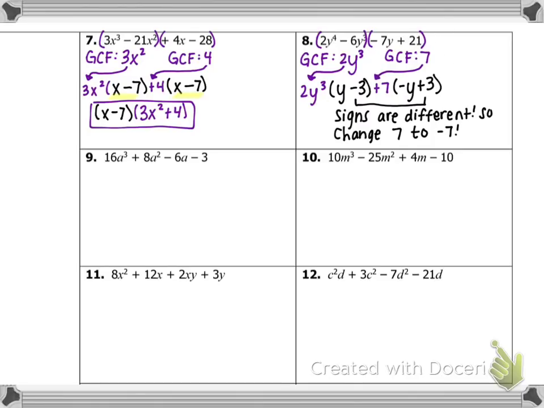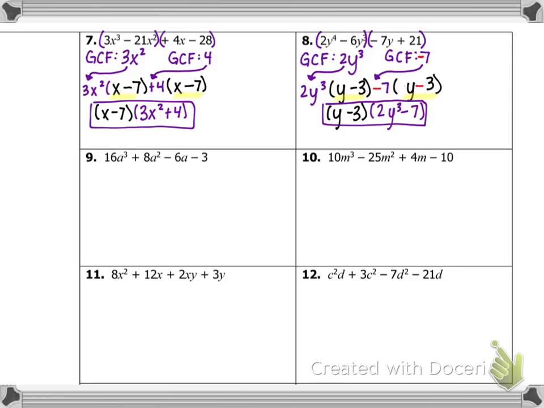Look at the signs. The signs are different. So instead of having this 7 be a positive 7, I have to change it to a negative 7, which means these two signs inside flip as well. Now they match. So we're going to take one of these matching pieces, and then one of our leftover pieces on the outside. That's your final answer. Okay, I want you guys to try 9 and 10.